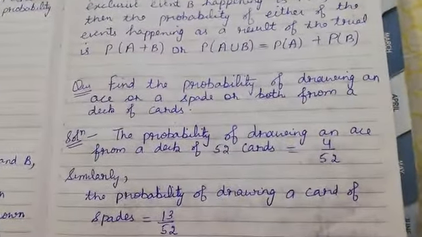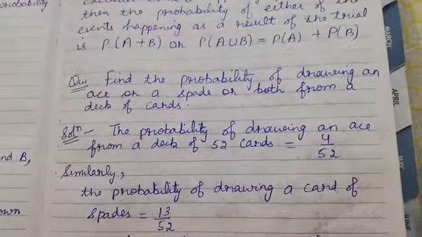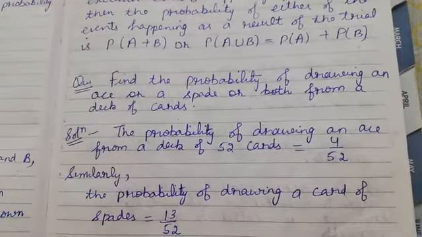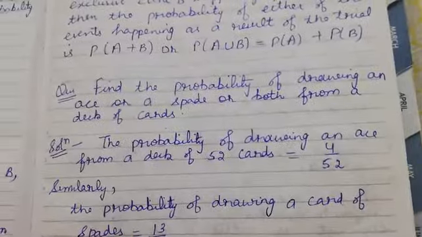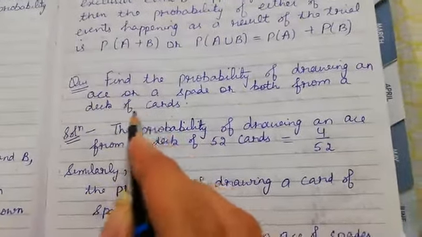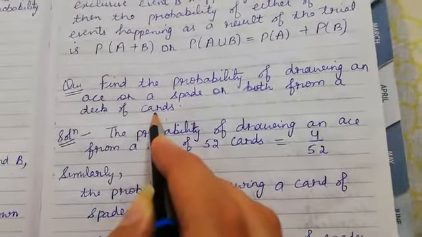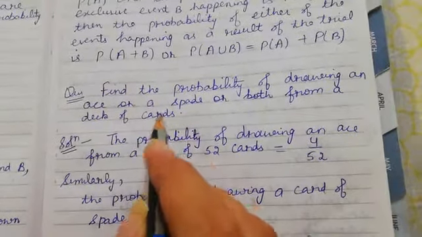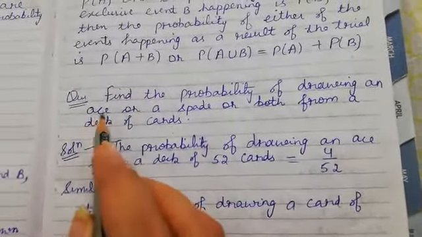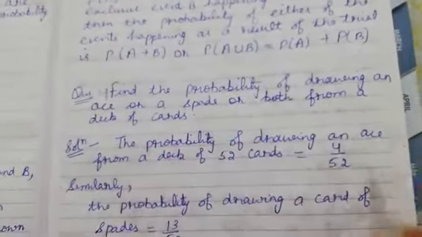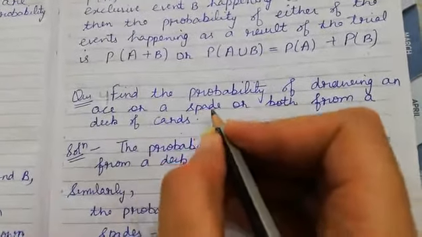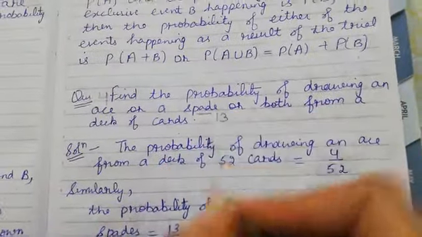Your question is: find the probability of drawing an ace or a spade or both of them from a deck of cards. Now you know that in a deck of cards there are 52 cards in total, right? How many aces are there? There are a total of 4 aces in a deck of cards. And how many spades are there? The spades are 13, right?